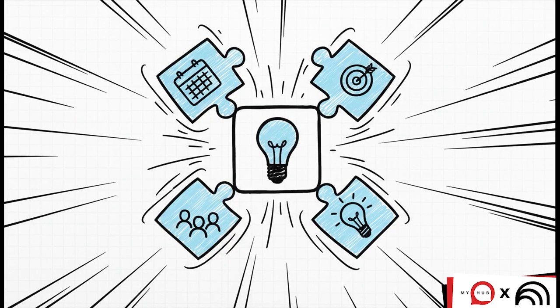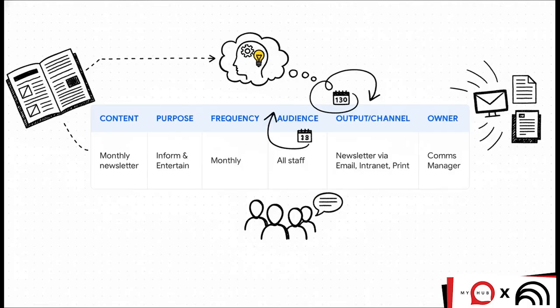Okay, that's the theory. But let's see how this thing actually works in practice, right? Let's see it in action. So let's take something pretty common, like a monthly staff newsletter. Look at how clear this is. The content is the newsletter itself. The purpose? Keep everyone informed and entertained. Frequency? Monthly. Audience? All staff. The deliverable is the newsletter, and it goes out through email and the intranet. And who owns it? The comms manager. Boom, no guesswork. It's a perfect, repeatable plan.